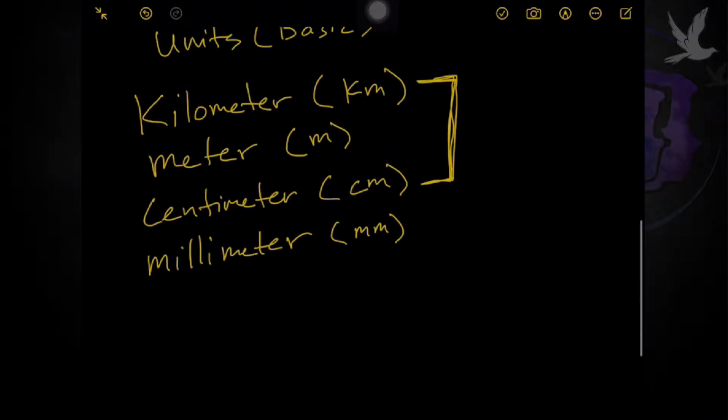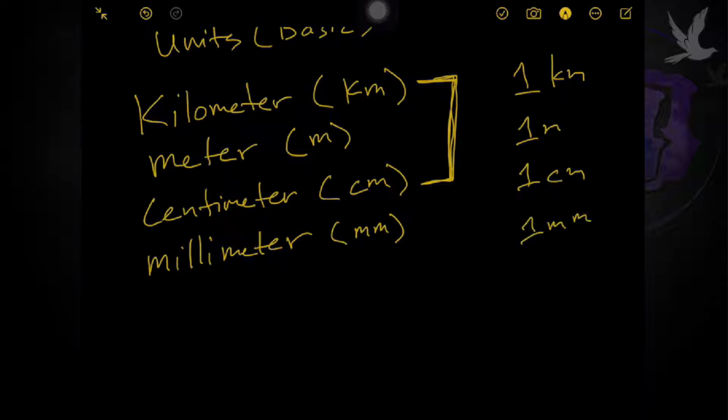Just to let you know, I arranged them according to length in terms of 1 unit each: 1 kilometer, 1 meter, 1 centimeter, and 1 millimeter. The longest is 1 kilometer, followed by 1 meter, then 1 centimeter, then 1 millimeter. You might ask, Teacher Mark, is it possible for all 4 to be equal? Yes, it is possible for them to be equal.